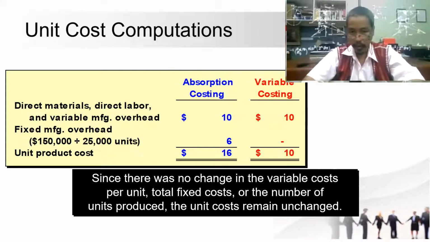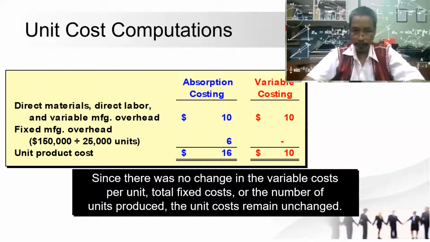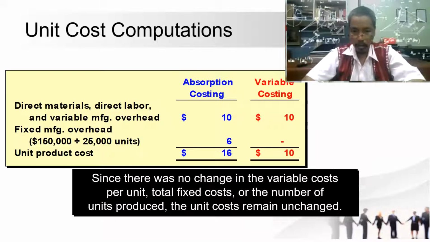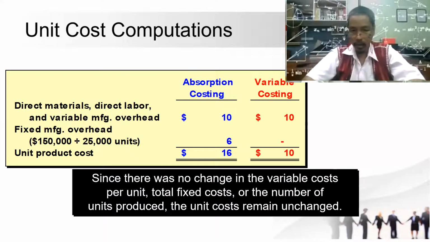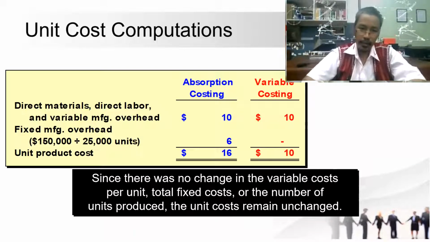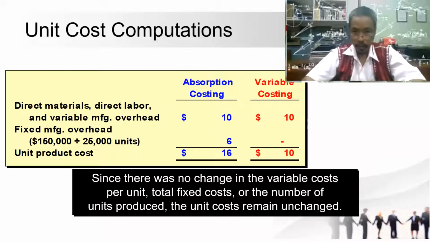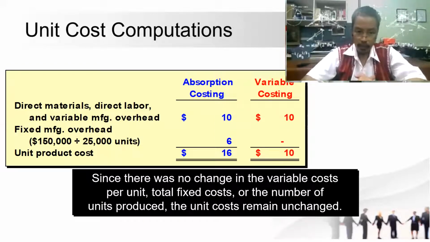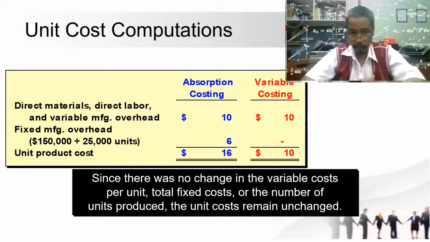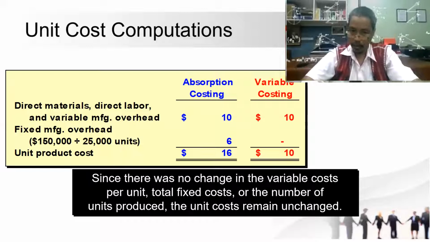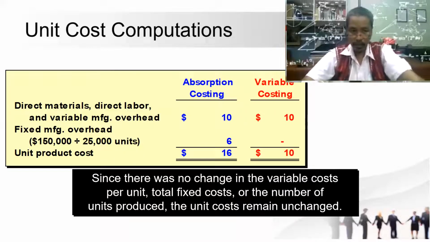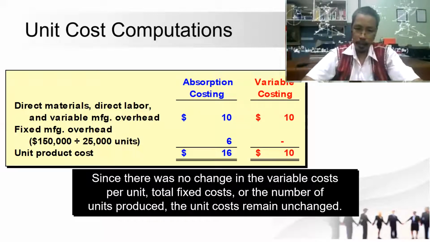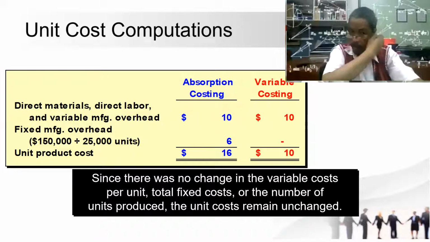Since there was no change in the variable cost per unit, total fixed cost, or the number of units produced, the unit cost remains unchanged, if there is no change in variable cost. So the unit cost remains unchanged. So 10 is equal to 10, remain unchanged. Take note, we do not have a change in variable cost per unit, total fixed cost, or the number of units produced.